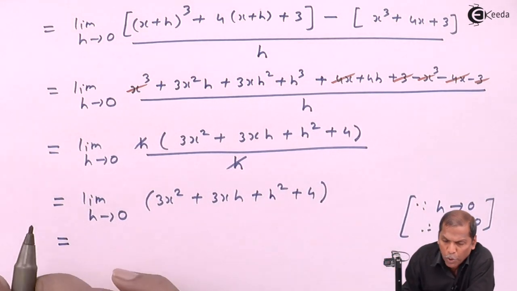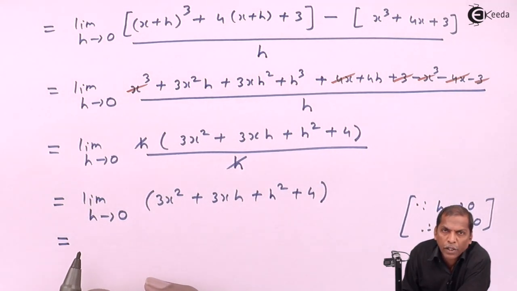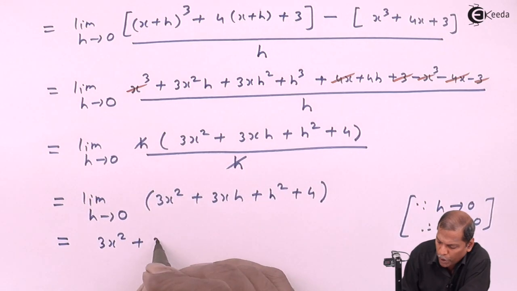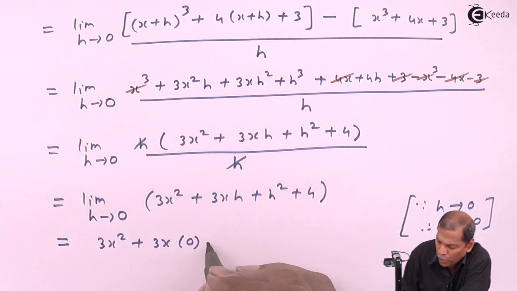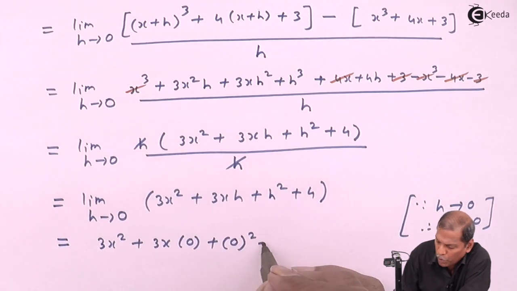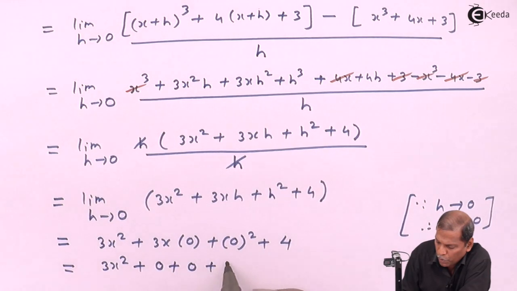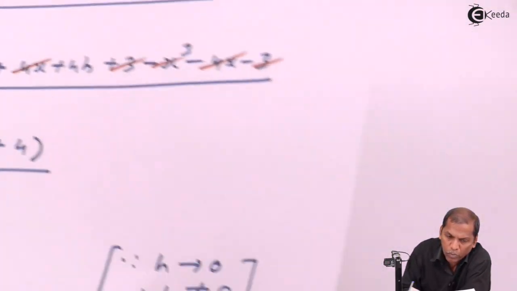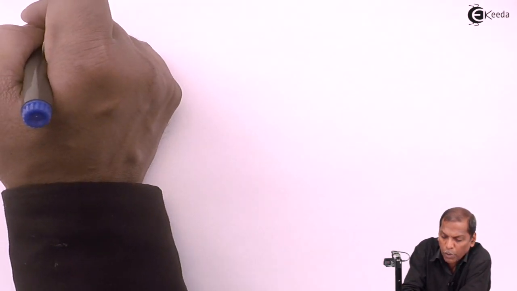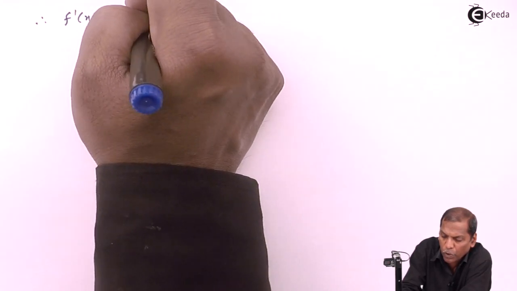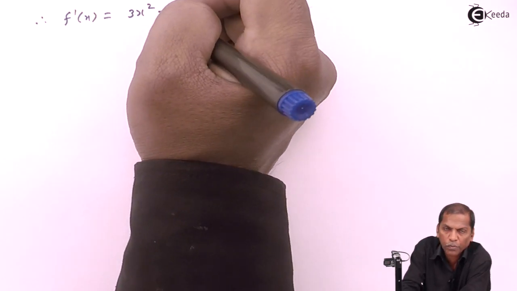The next step is we have to substitute the limit as h tends to 0. So the next step is equal to 3x square plus 3x into 0 plus 0 the whole square and plus 4. So on simplifying this, we get 3x square. 3x into 0 gives 0. 0 square also 0, plus 4. So in this way, we get f dash x is equal to 3x square plus 4.